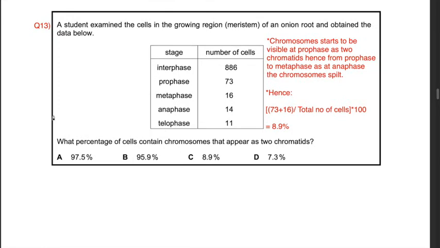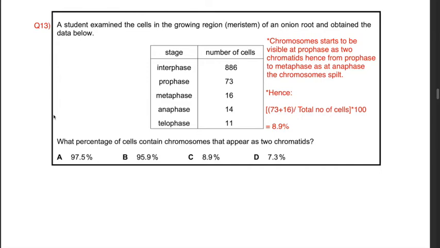Question 13. A student examined the cells in the growing region meristem of an onion root and obtained the data below. What percentage of cells contain chromosomes that appear as 2 chromatids? Chromosomes start to be visible at prophase as 2 chromatids. Hence, we should consider from prophase onwards. And we can see that chromosomes will appear as 2 chromatids only during prophase and metaphase.